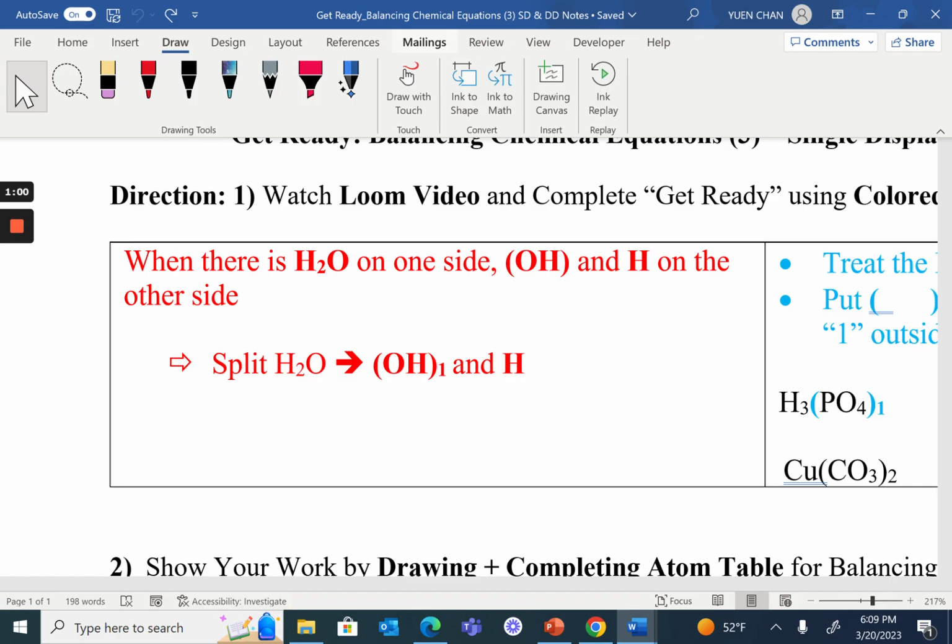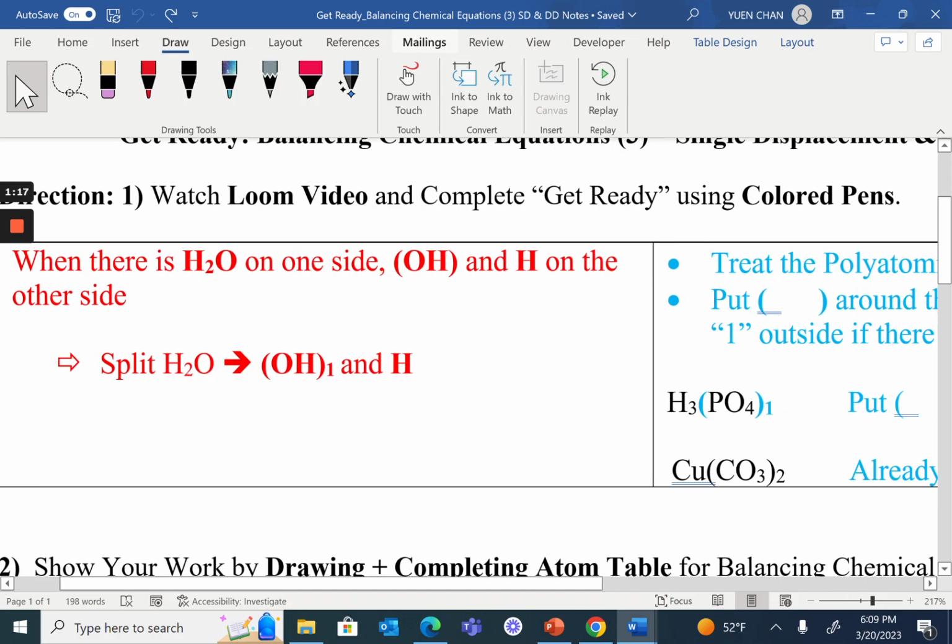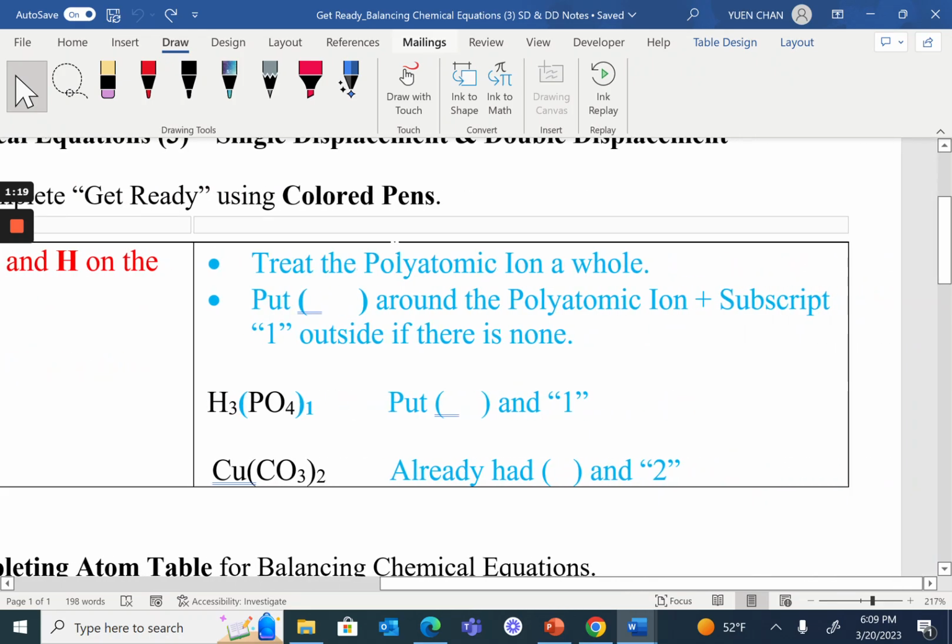You always split the water into OH, parentheses with the 1, and then H, to indicate that I have one OH and one H. Because when you combine the OH and H, it is actually water, H2O. So we just want to split it, and then we can see the OH is one of the polys. And the other note on the right-hand side is you want to treat all the polyatomic ions as a whole.